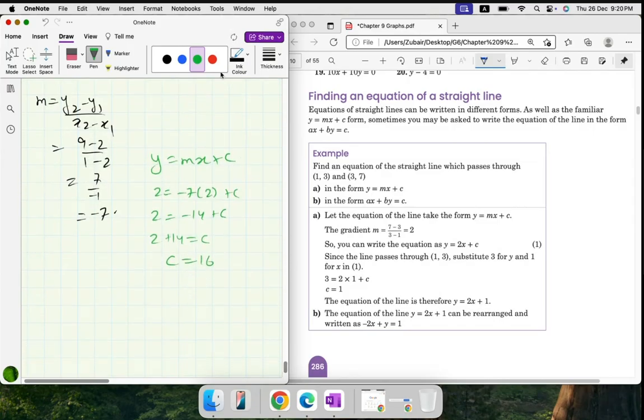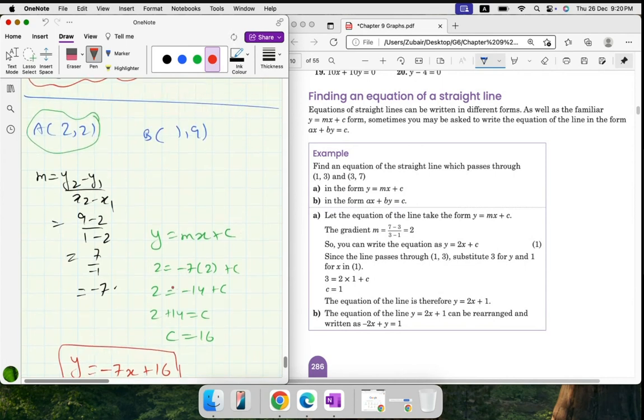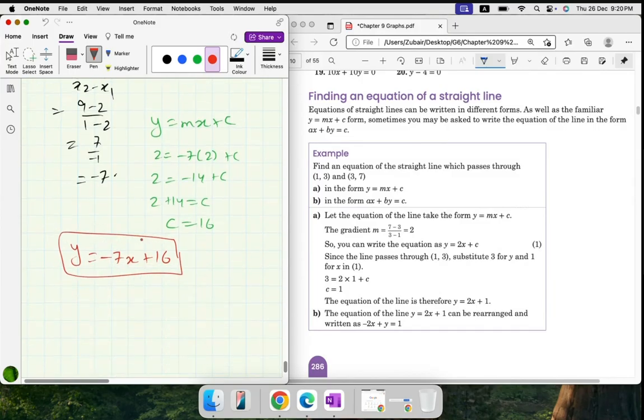Once this is done, we rewrite the equation. So y equals mx plus c. Now this is the equation of the line which actually passes through AB.